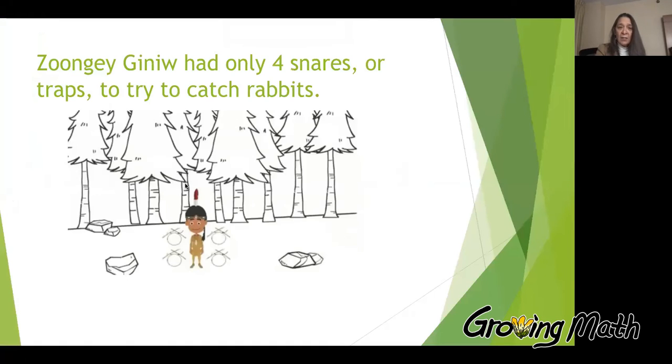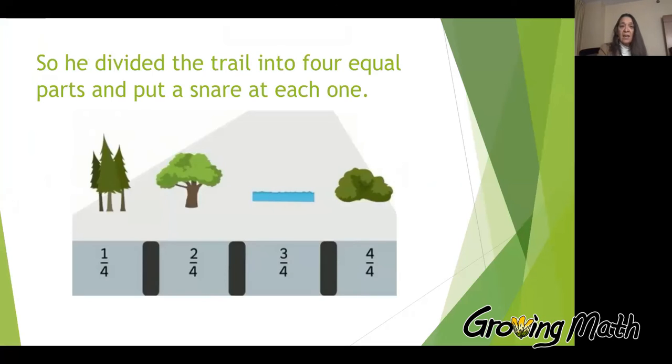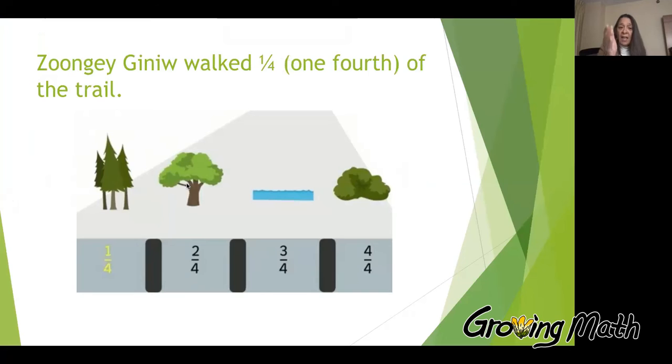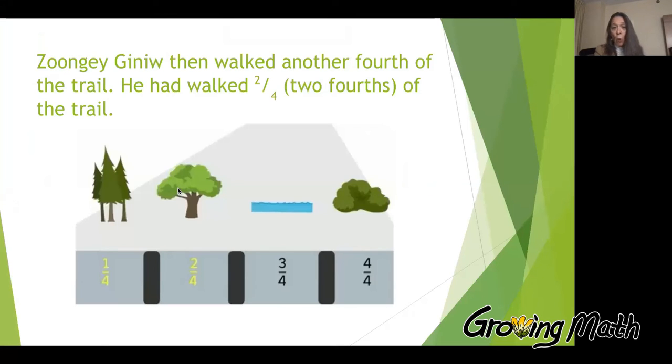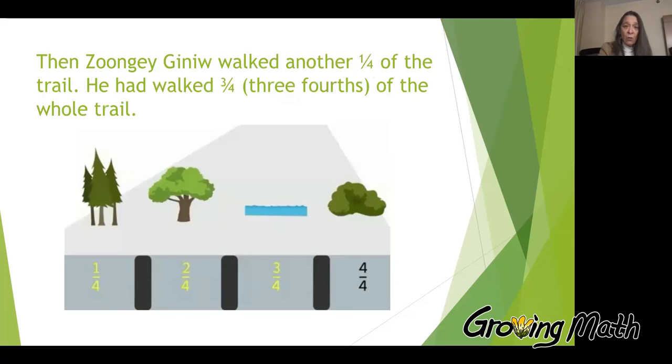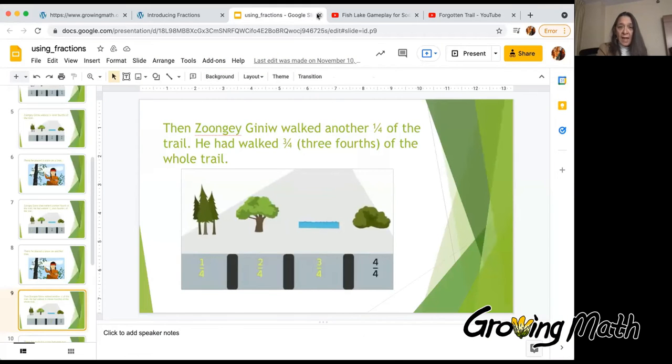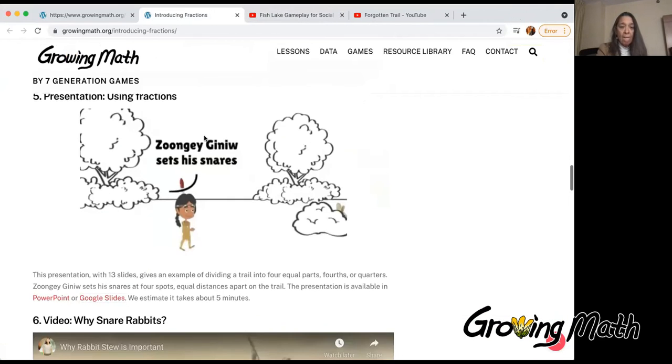goes through another example. Zunge Gano has 4 snares and he's catching rabbits. It shows he divided the trail into 4 equal parts and put a snare at each one. And this is showing adding unit fractions like our standard. He walked 2/4 of the trail. So fractions can be shape. It can be the distance you walked. Walks another, places another snare, walks another 1/4, so 3/4, and so on. So there's your next Google Slides presentation.